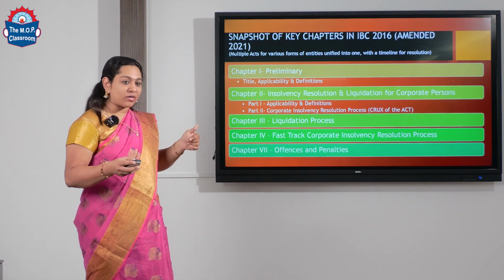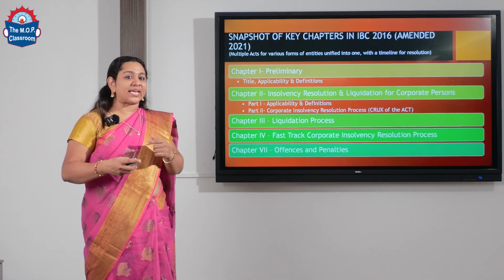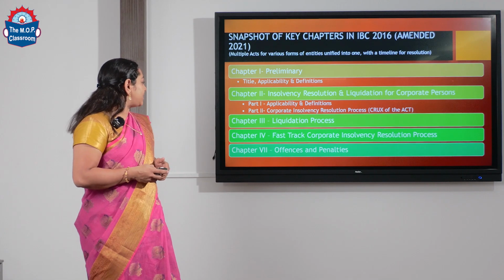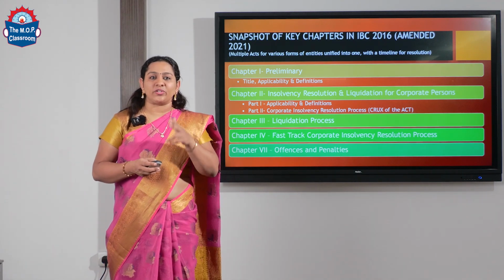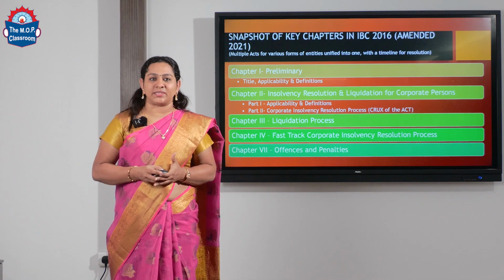Chapter 3 is the liquidation process. Chapter 4 is the fast track insolvency process, and Chapter 7 is offences and penalties for not complying with the deadline set as per the IBC.